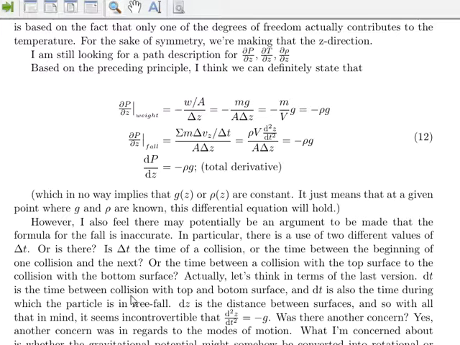dt is the time between the collision with the top and the bottom surface. And dt is also the time during which the particle is in free fall. So it is actually the same time for both dt's. And then dz is the distance between the surfaces. And so with all that in mind, it seems incontrovertible that d squared z over dt squared is equal to negative g. Was there another concern?